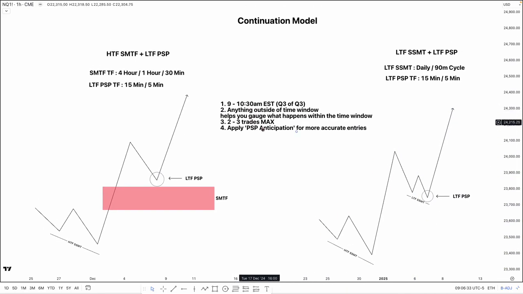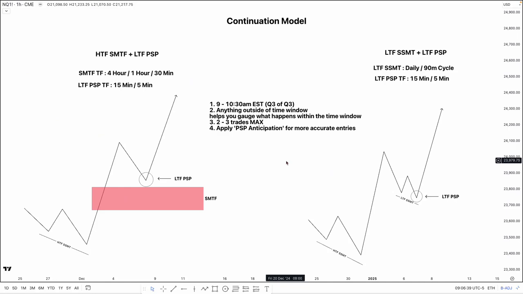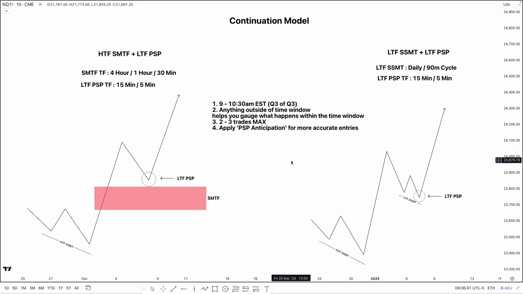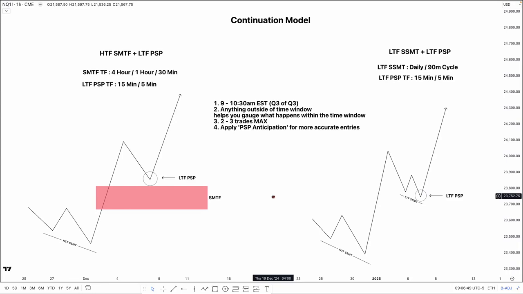And then we have these other rules as well. And this is the continuation model that I like to use. And we already have our higher time frame sequential SMT. Okay? So I urge you to backtest this before following it. Okay?